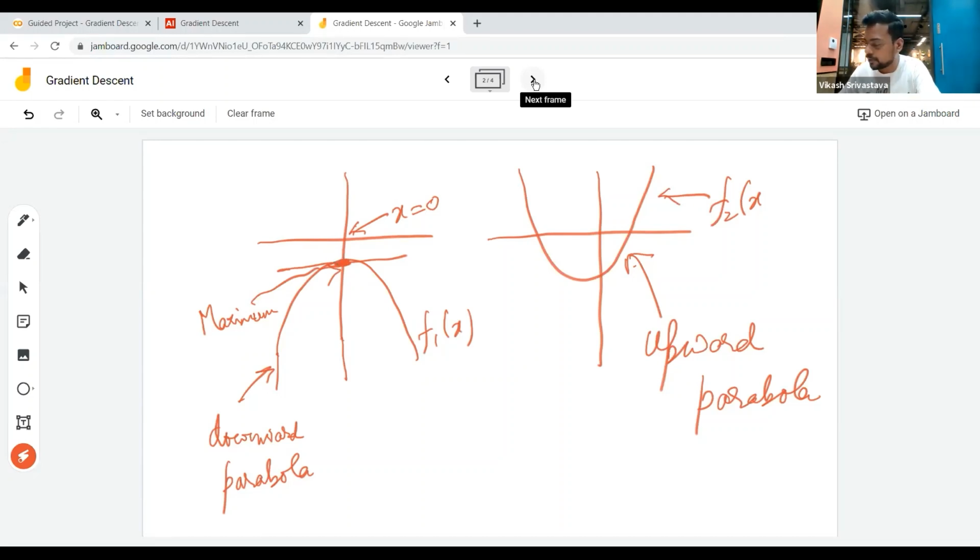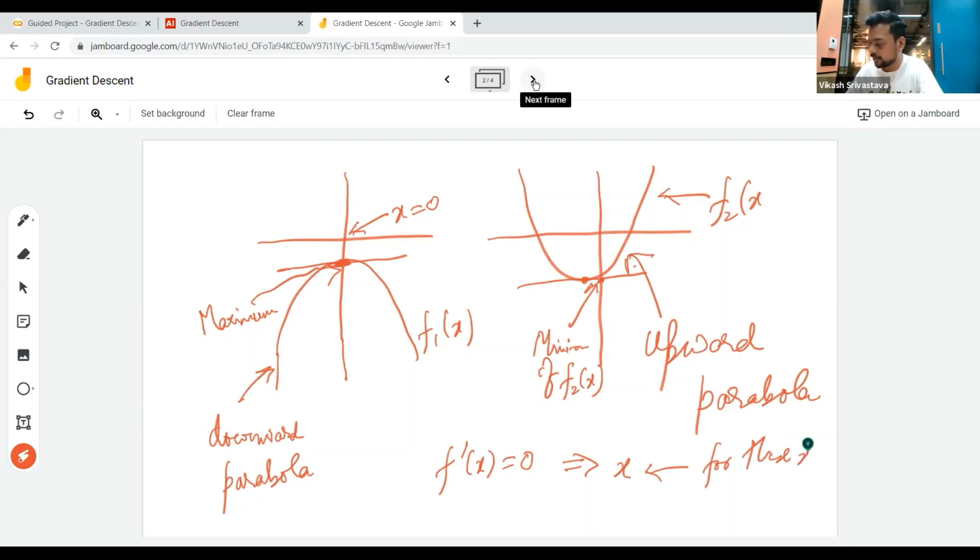So this particular value of y is the maximum of this particular function. And for this function, this particular value of y will give us the minimum of this f2(x), right? So this is the general way to use calculus to find the maximum or the minimum. In general, whenever we equate the first derivative to 0, whatever x we get through this equation, for these x we'll get the extrema, right?